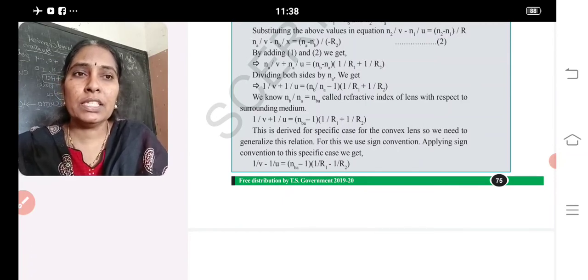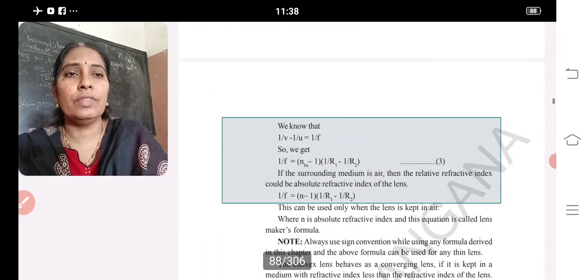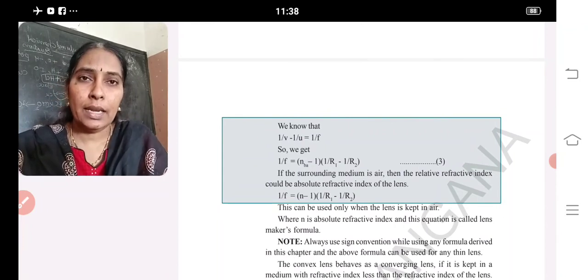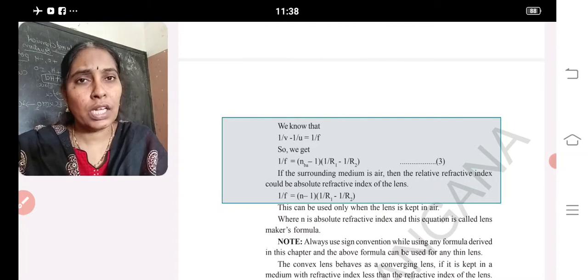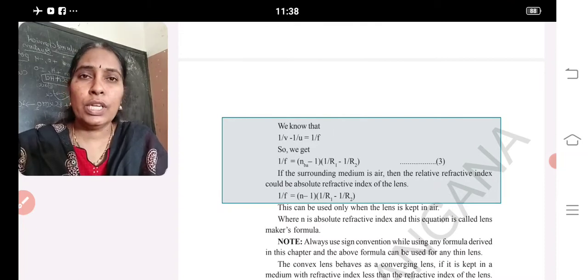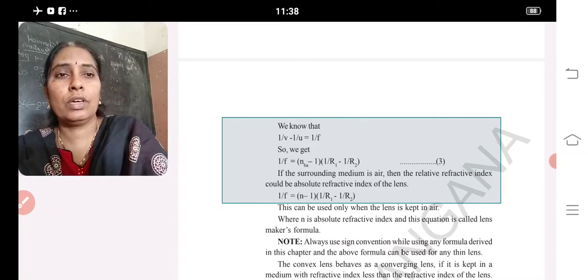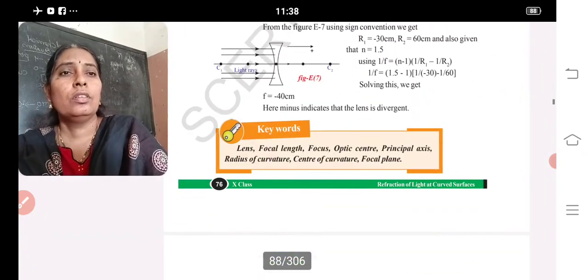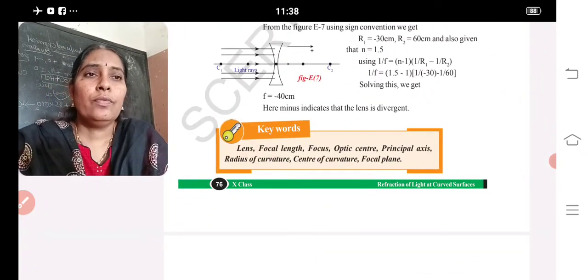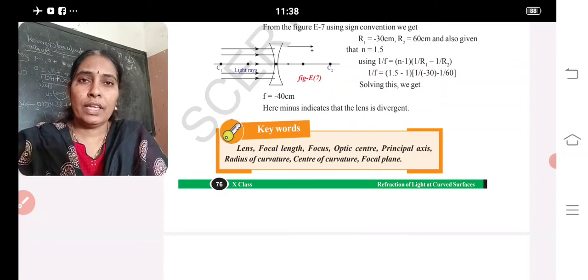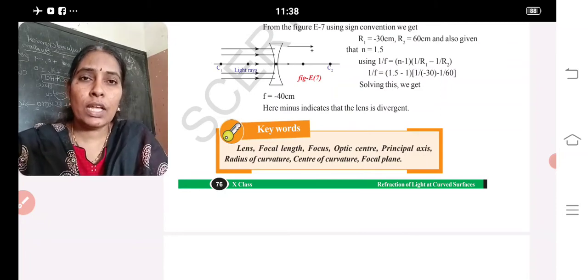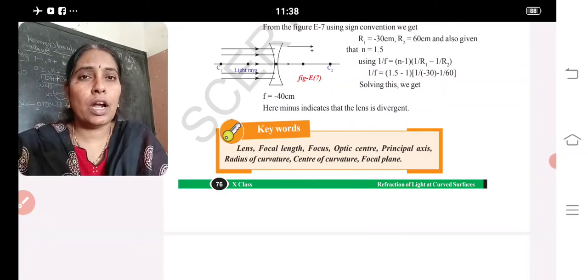(1 by R1 minus 1 by R2). The modified form of this is 1 by f is equal to (n minus 1)(1 by R1 minus 1 by R2). Here also remember the formula, no need of derivation. Based on that formula we have one problem, that is 1 by f equals (n minus 1)(1 by R1 minus 1 by R2).